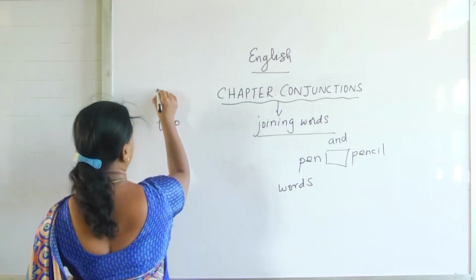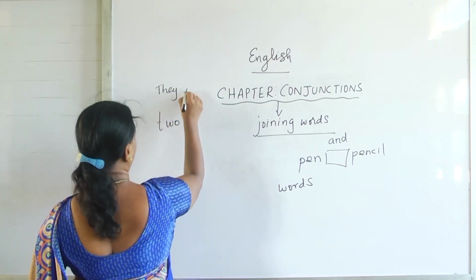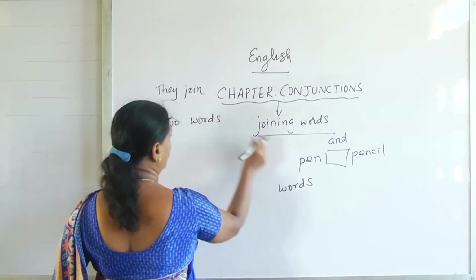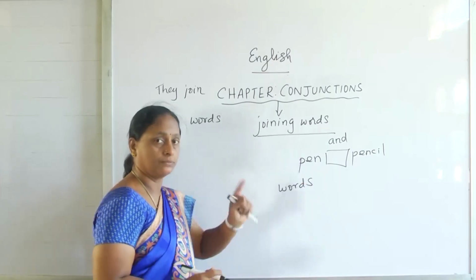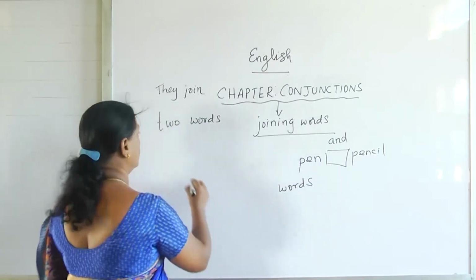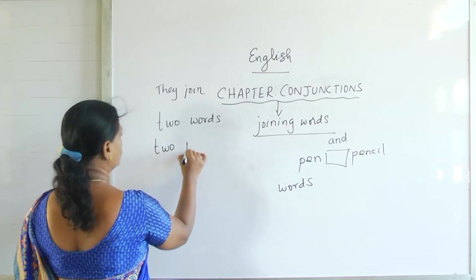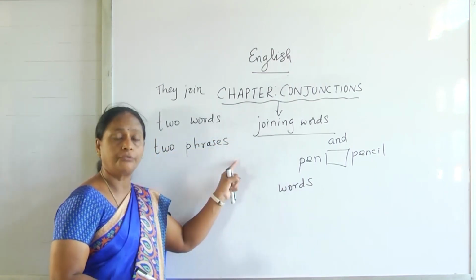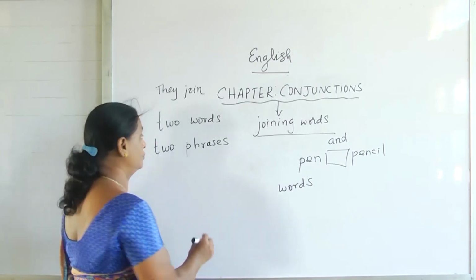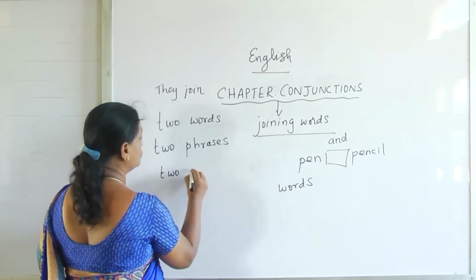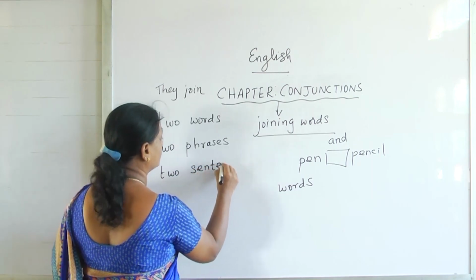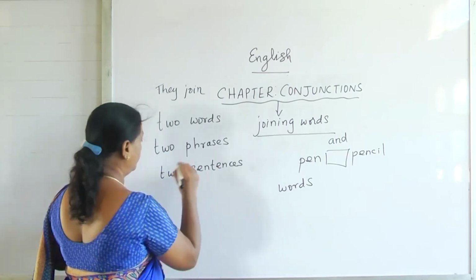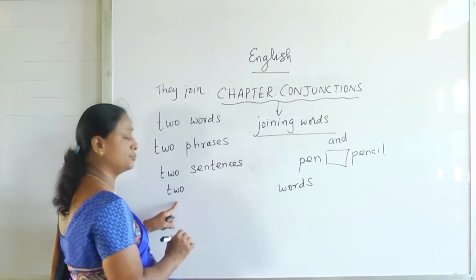They join what? Two words. What did I write? Pen, pencil. So two words are joined. Next, they join two phrases. Then they will join two sentences. Then what is the function? They join two clauses.